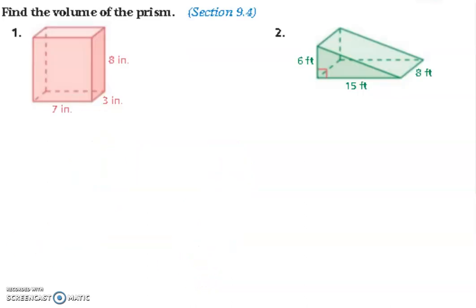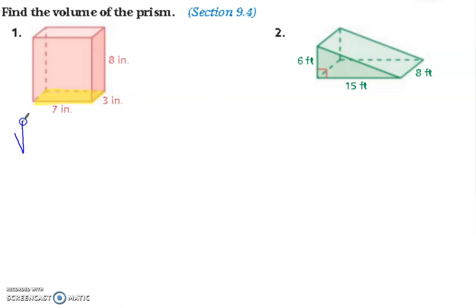Here we go. Find the volume of the prism. So this prism, the first one, is a rectangular prism. All of the sides are rectangles, so it doesn't matter which one you choose as your base. I think you'll choose the one it sits on as its base, even though it doesn't necessarily have to be that way. So I'm highlighting it.